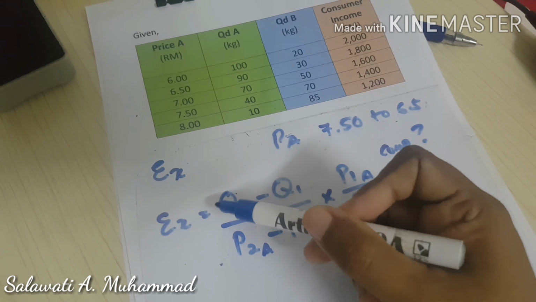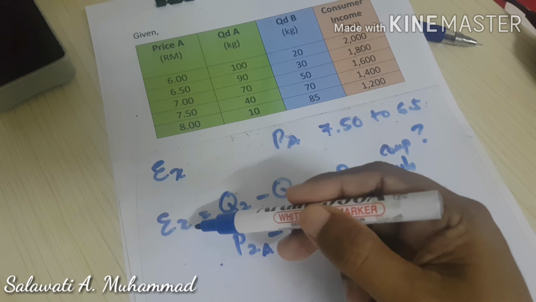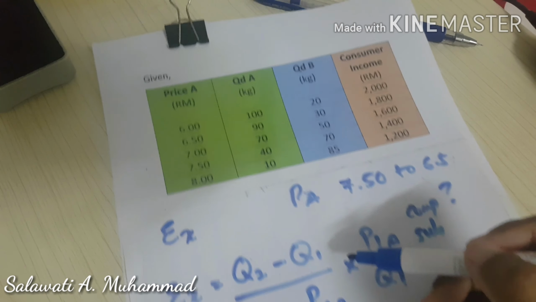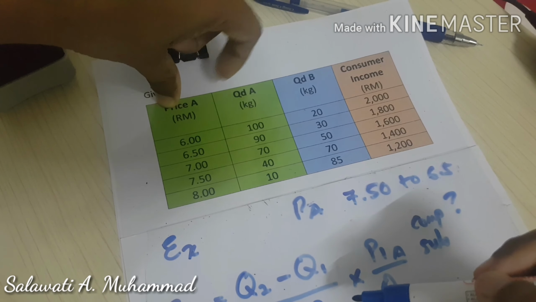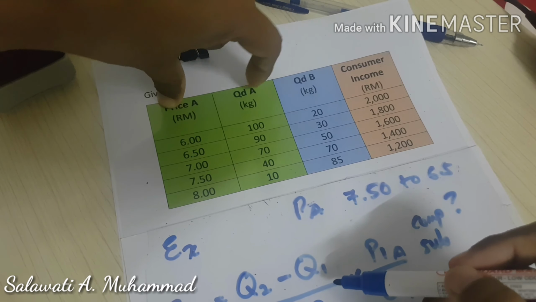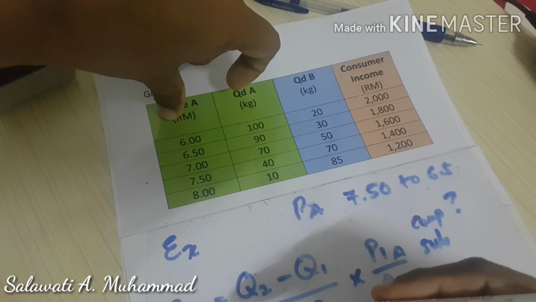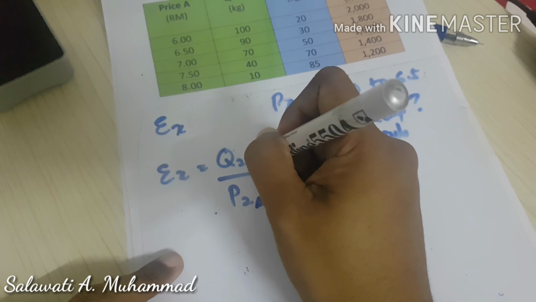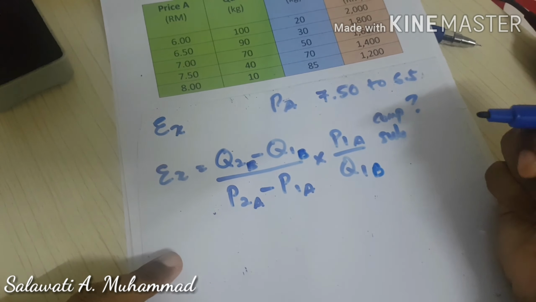So this is the calculation for cross elasticity. For cross elasticity, we need to use a different product. So if we already put the price for A, then we need to choose the quantity for the other product. We cannot choose the quantity for A, because right now it is cross elasticity. Then we choose the quantity for product B. Remember, cross elasticity must be a different product. So put B here.